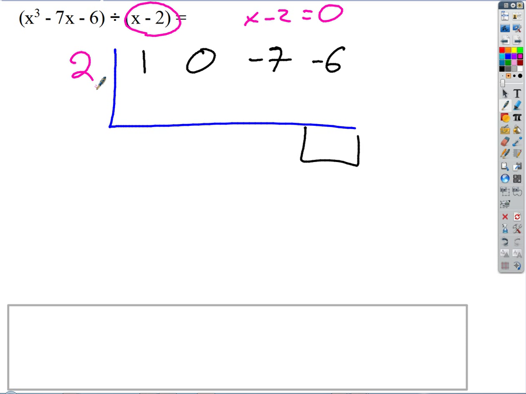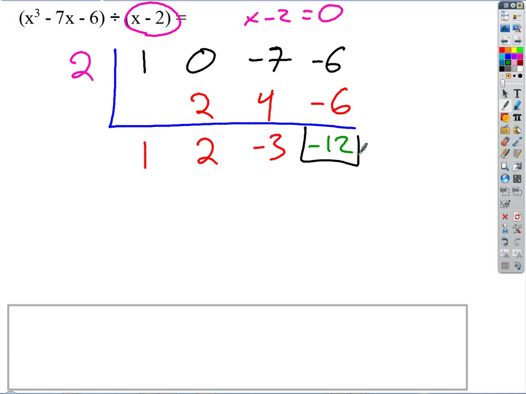Okay, and from here on out, this is really quick. What do we get now? We drop down the 1. 2 times 1 is 2. We're adding with synthetic division, opposite of long division. 2 times 2 is 4 plus -7 is -3. Then 2 times -3 is -6, and I add that to -6, and get -12.